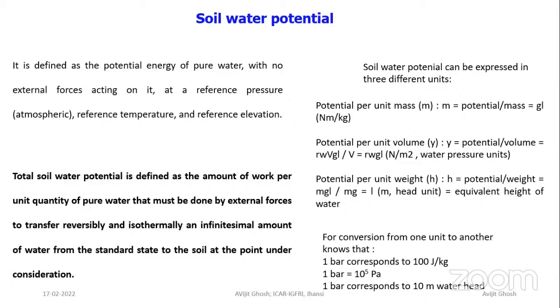Now, soil water potential can be expressed in units that are very important for exam purposes. It is measured in three ways: per unit mass, per unit volume, and per unit weight. For per unit mass, the unit is Newton meter per kg; per unit volume, the unit is Newton per meter square; and per unit weight, the unit is centimeter or meter. These are conversions that are very frequently asked in GRF and SRF questions.